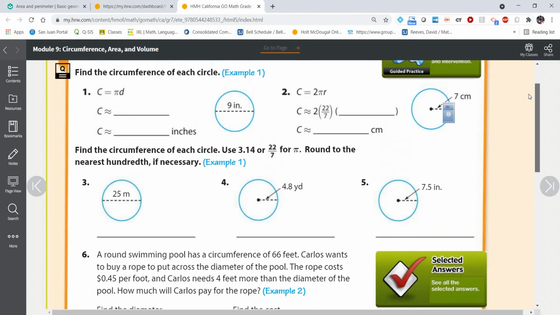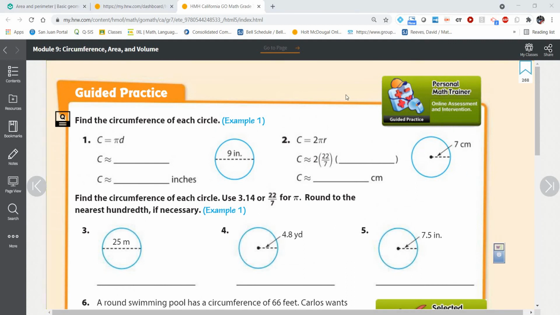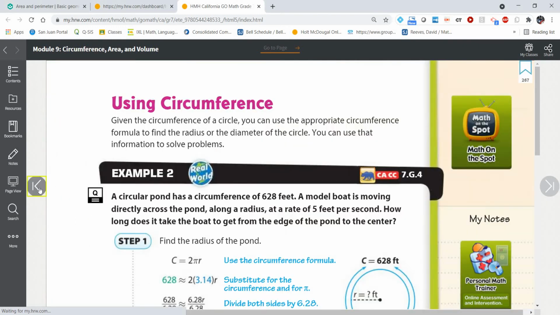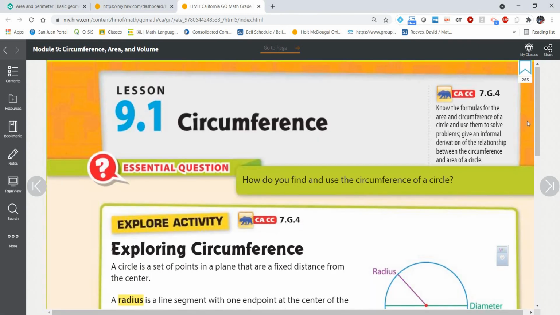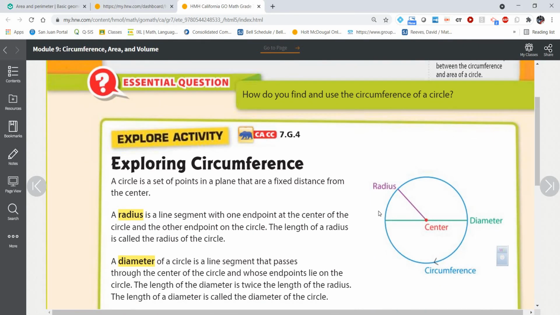I'll be making a video, my next video, where I'll work through a lot of these examples. So if you want to see these examples done and what it looks like when you round, watch that next video coming up. But this has been an introduction to circumference, including a lot of important vocabulary about a circle and its parts.